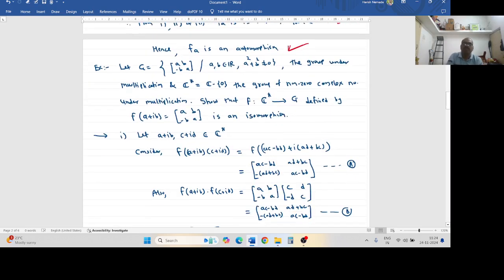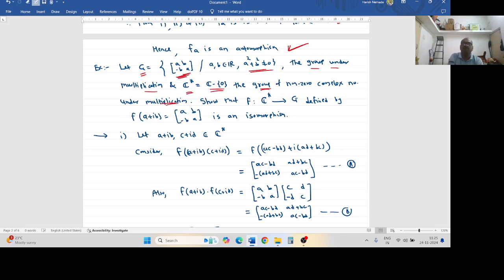The next example: let G be the set of all 2 by 2 matrices with non-zero determinant, because the determinant of this matrix is a square plus b square. That is, this matrix is a non-singular matrix. A square plus b square is non-zero. The group under multiplication, and C star is the set of all non-zero complex numbers. It is again a group under multiplication.